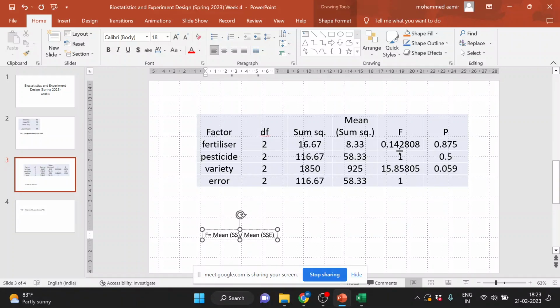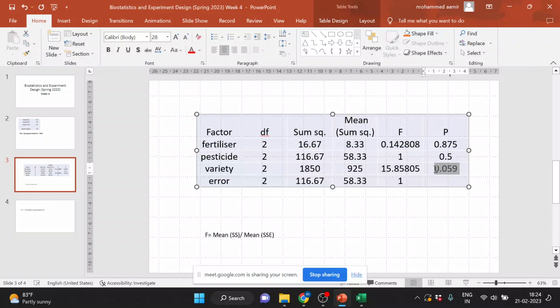Once you have the F values, you just need to look up a table. For each degree of freedom, you have this F value, which you have calculated, and we need to find the p value. That's from tables. You need to just specify the degrees of freedom and the F value, and you will get a p value. We see that for fertilizer and pesticide, it's much greater than 0.05. For variety, it's 0.05, and it's still not significant under the 95% confidence interval, but it's slightly high. It's called marginally significant.